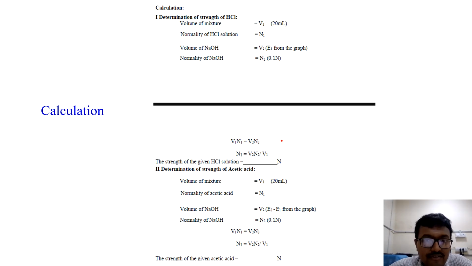Now from the graph you will get V1 and V2, E1 and E2. E1 is the first point, and E2 is the second point. Now E2 minus E1 will give you the concentration of acetic acid. E1 will give you the concentration of HCl, because first HCl is neutralized, then acetic acid. So E1 will give you the amount of NaOH required to neutralize the HCl, and E2 minus E1 will give you the amount of NaOH required to neutralize the acetic acid.